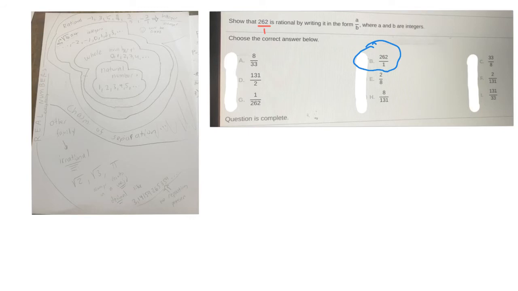And guess what's not the answer? Any of this stuff, okay? All of that is gone. All of this is wrong. None of this stuff equals 262. The only one that actually equals 262 is that one. And this one is written in the form where it's 262 over 1, an integer over another integer. Okay, so moving on.